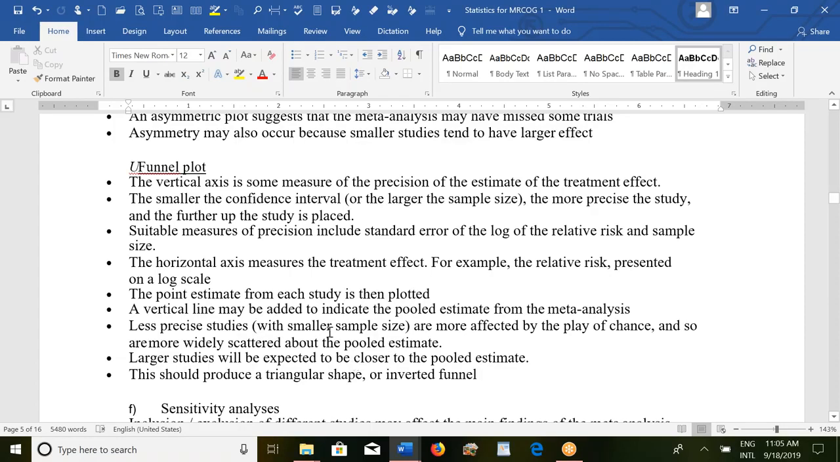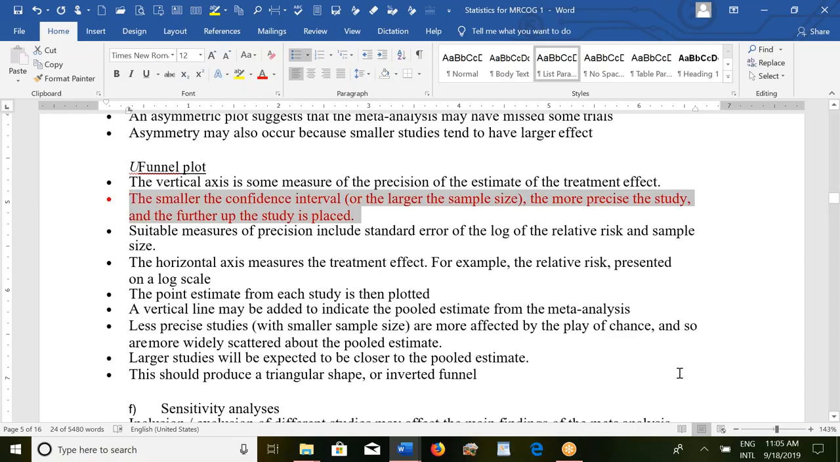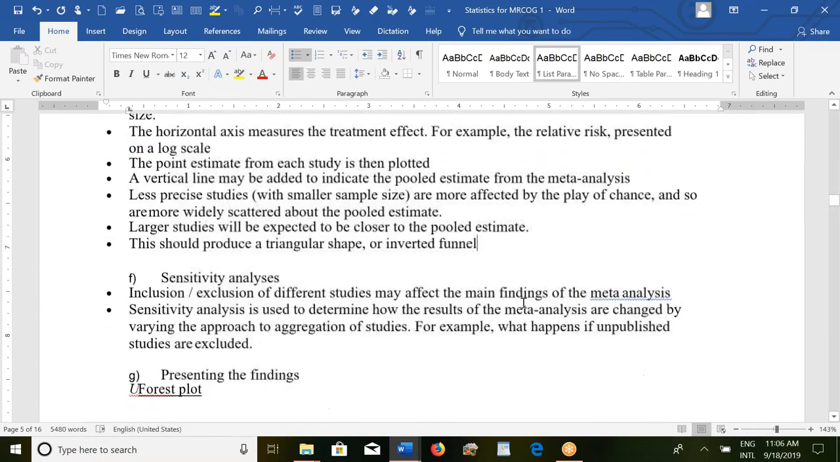Just remember, this information is important for you. They will ask you how good or bad a study is, and then you will tell them that a smaller confidence interval means the more precise the study, and the further up the study is placed, the evidence from this study will be good. So I want you to remember just these two lines out of this full paragraph.